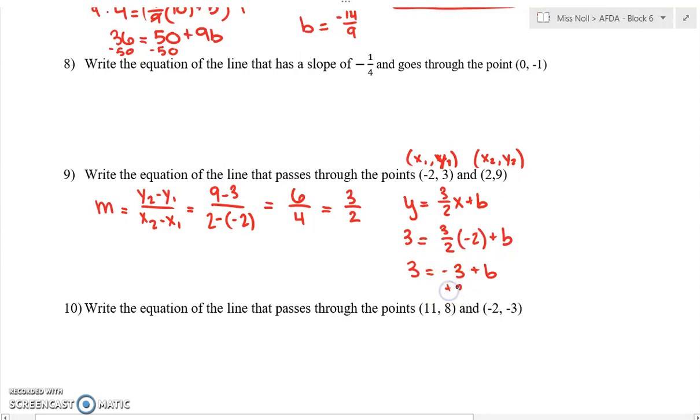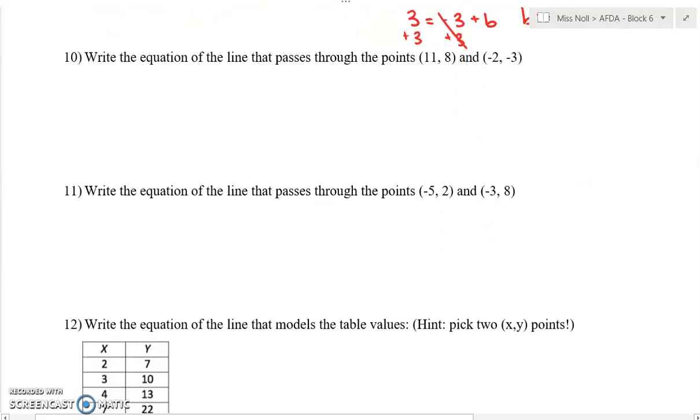So I'm going to add 3 to both sides. And this becomes b equals 6. So I have y equals 3/2 x plus 6. Yay! And that's my final answer. Alright, and so that is how you would do that.